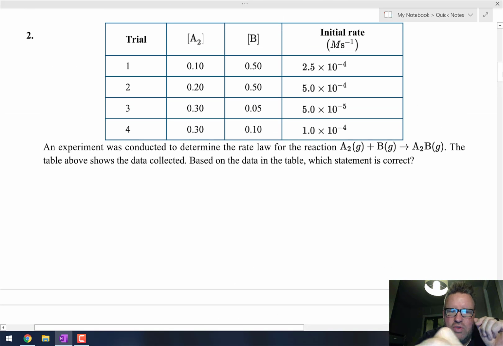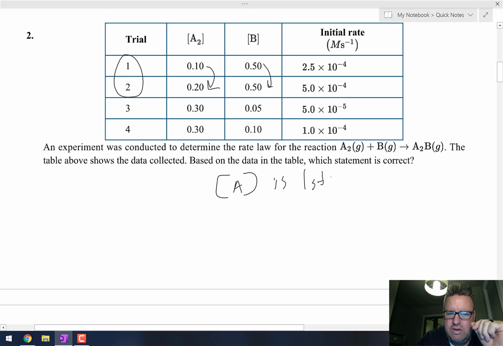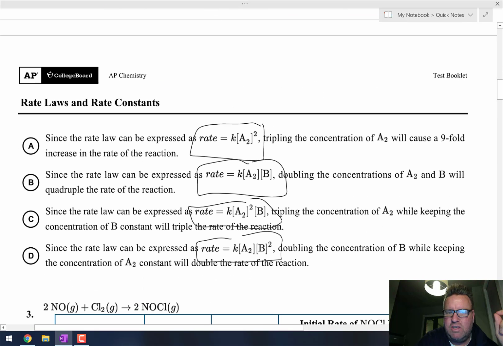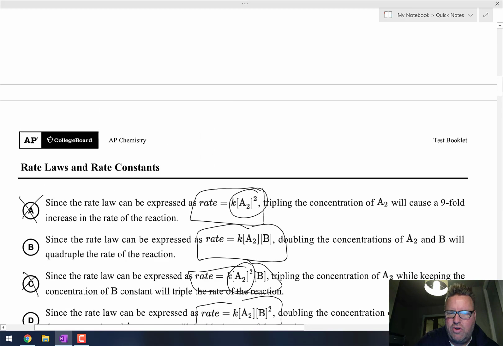Let's look at trials 1 and 2. In trials 1 and 2, the concentration of A2 doubles. B stays the same. The rate doubles. Therefore, we know that A is first order. And right away, that's probably going to get rid of some answers. Yep, because in answer A, they have A as second order, so it can't be A. Could be B, but it also can't be C because they have A as second order.